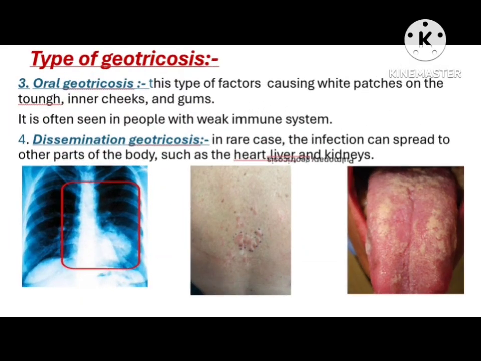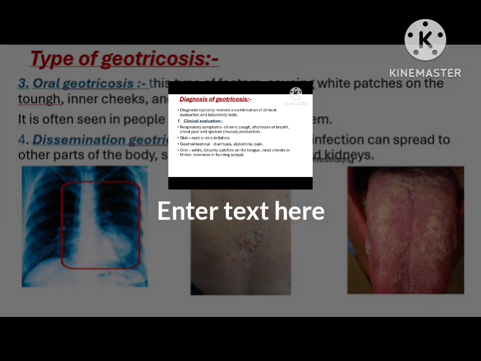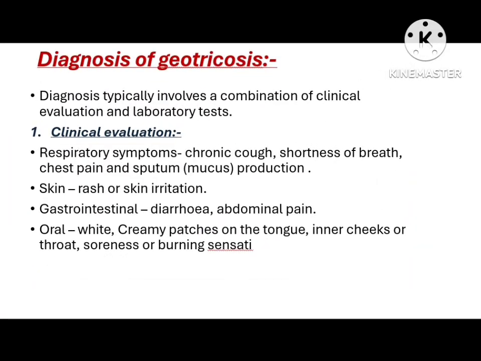Third one is oral geotrichosis. This type of infection causes white patches on the tongue, inner cheeks and gums. It is often seen in people with a weak immune system. Fourth, disseminated geotrichosis. In rarer cases, the infection can spread to other parts of the body such as the heart, liver and kidney.